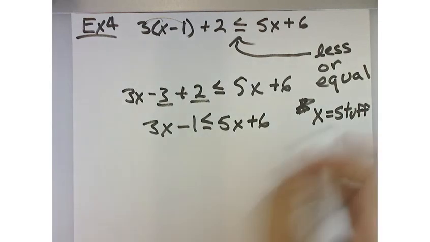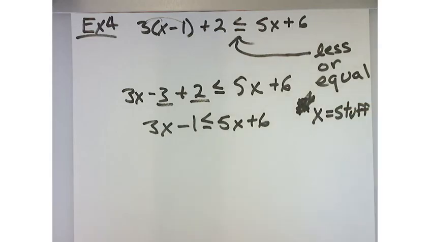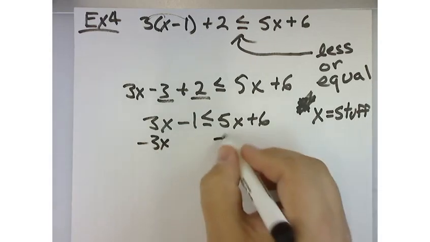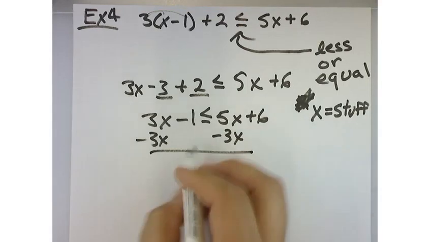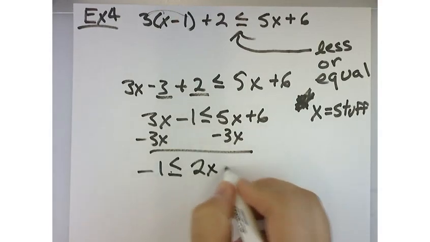I was trying to draw a star. That's an ugly star. So what's the smaller of the x's, 3 or 5? 3. So I'm going to subtract 3x from both sides. And this leaves me with negative 1 is less than or equal to 2x plus 6.